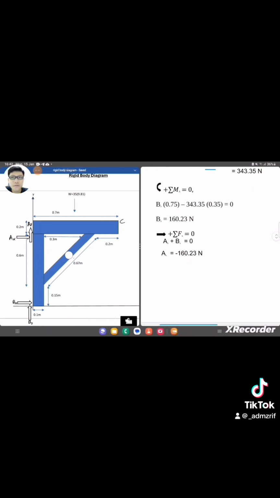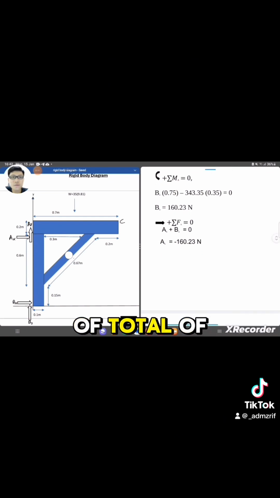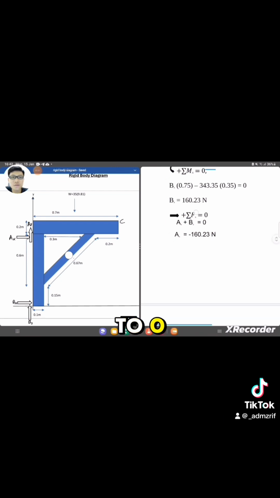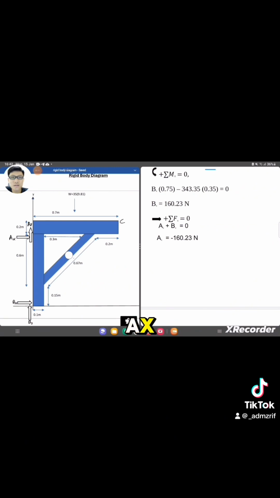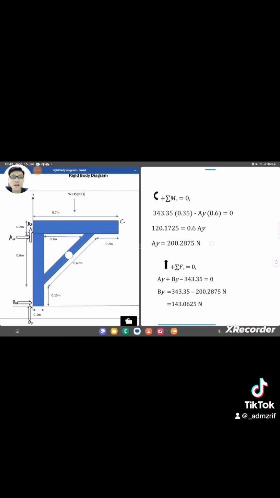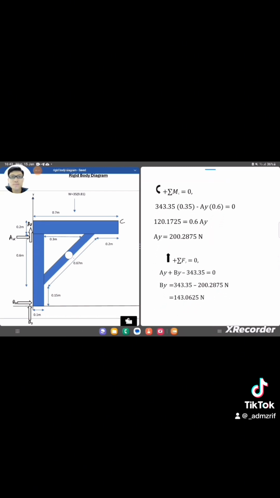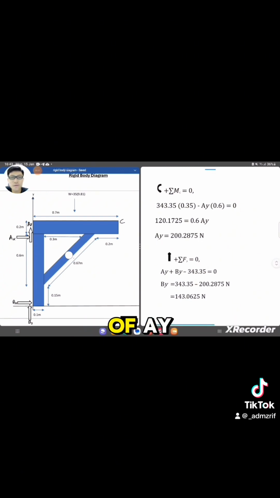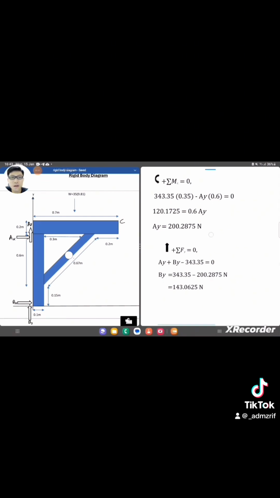So next step, we use the principle of equilibrium. The total of horizontal force equals 0. So here is Fx equals 0, and we find out Ax, the magnitude of Ax. The next step, we move to consider the moment about point C equals 0, and substitute all these values into this equation. We can find out the magnitude of AY, which is the vertical force of point A.